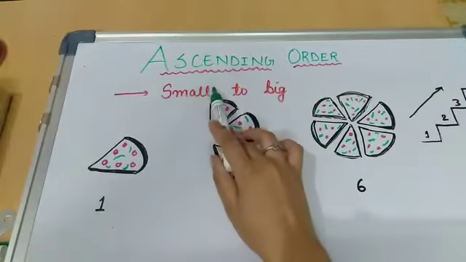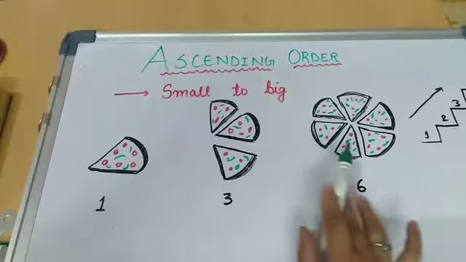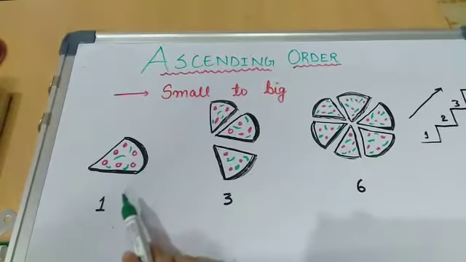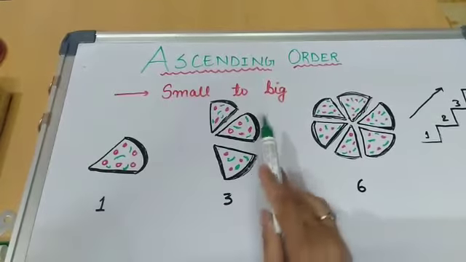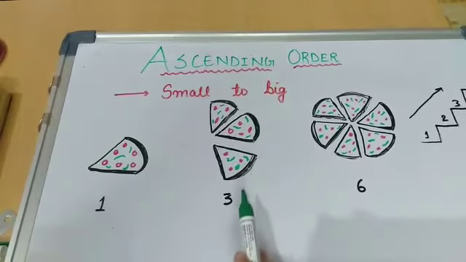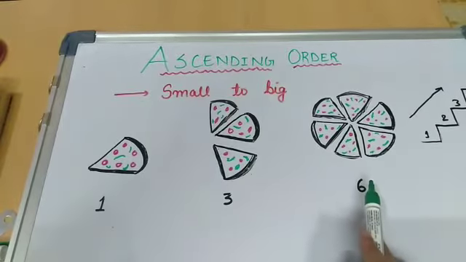Students, today we will learn ascending order. See, here are some pizza slices. Here the number of pizza slices is 1. It is delicious pizza, okay? Here the number of slices is 3. And here the number of slices is 6.